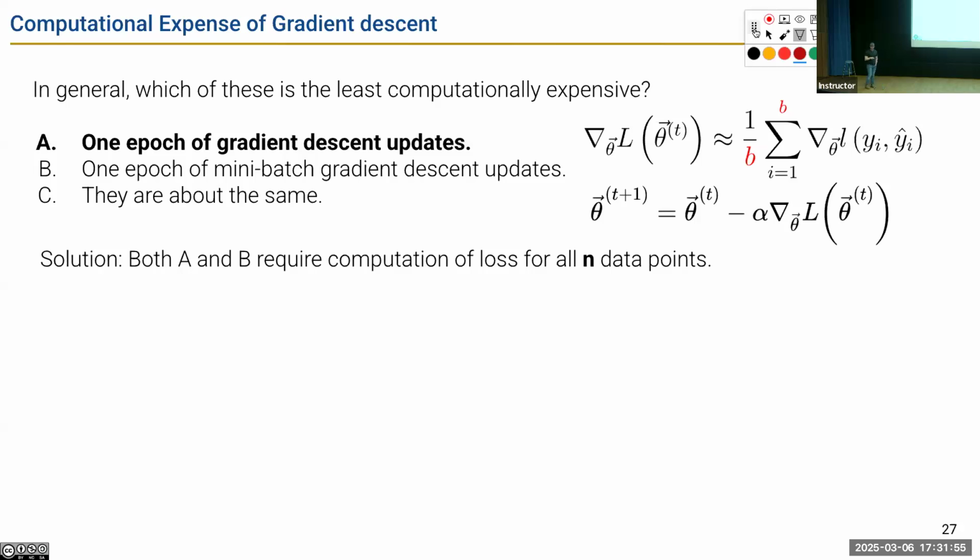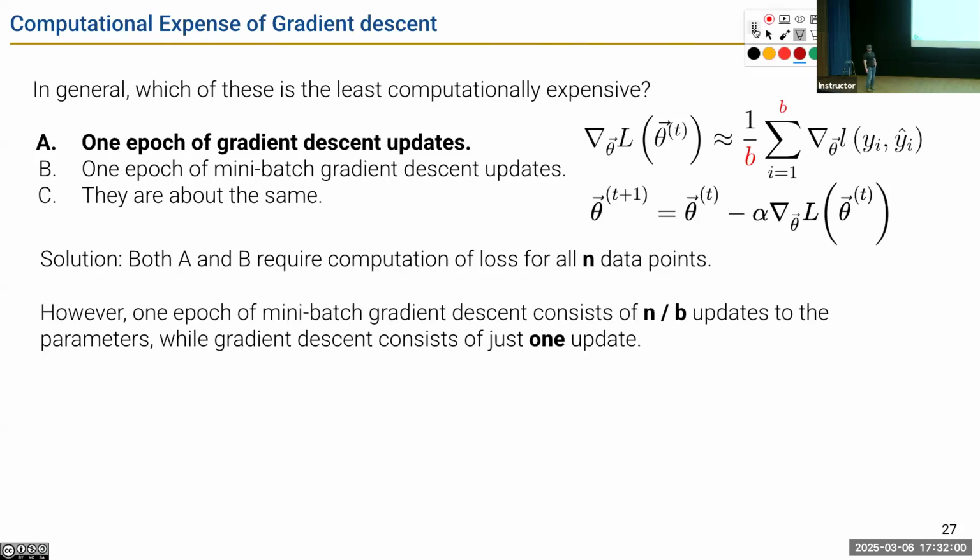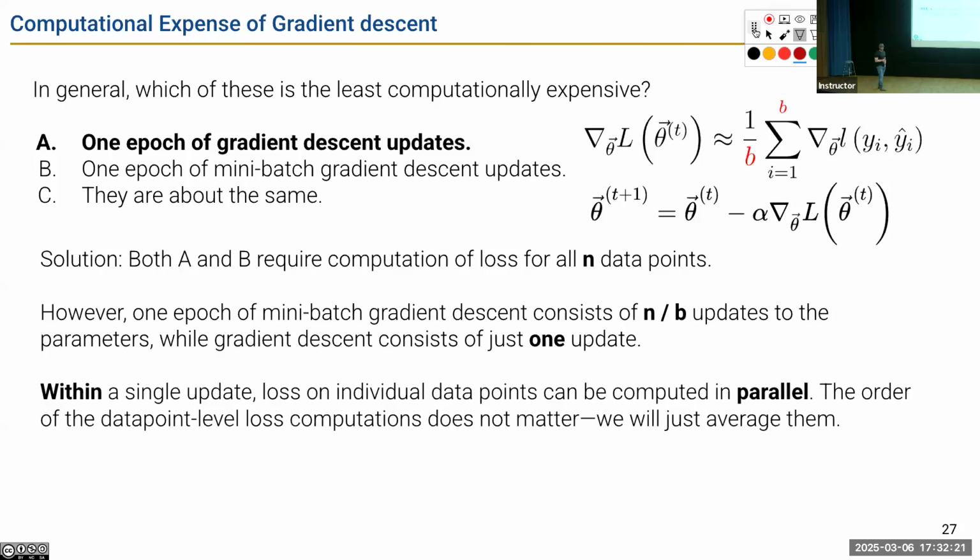What do we get in mini batch? In mini batch, we're going to get a bunch of estimates of the gradient. We're going to get n over b updates to the parameters. So let's say I did batches of size 10. I'm going to have to update my parameters n over 10 times, however many times I can fit 10 into all of my data points. Those parameter updates also take up computation. So there are a lot more parameter updates in mini batch gradient descent. So one epoch of mini batch gradient descent requires more updates. That's why one epoch of gradient descent is more computationally efficient. A little funky.